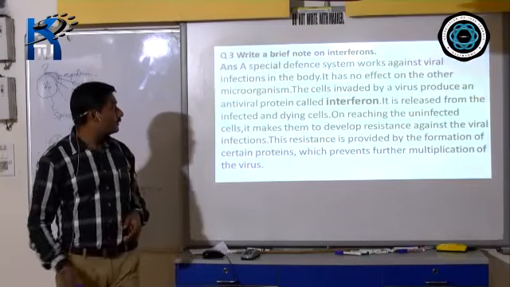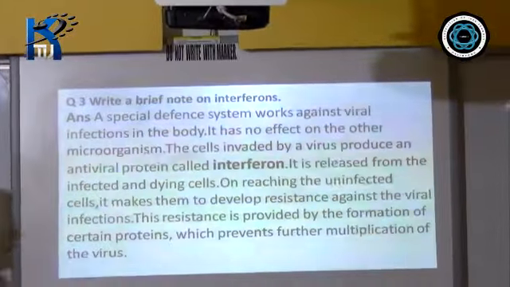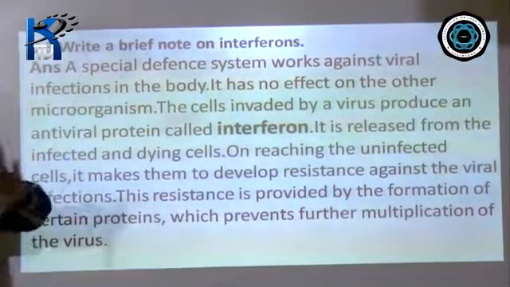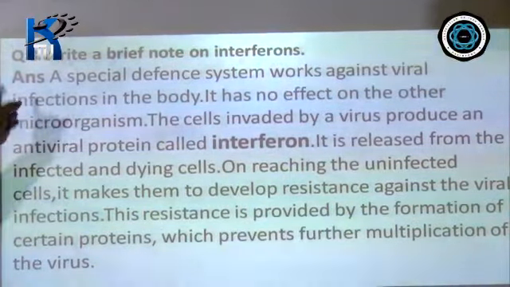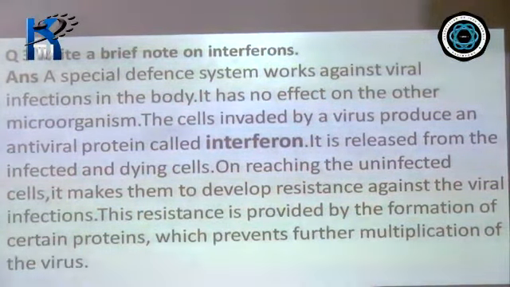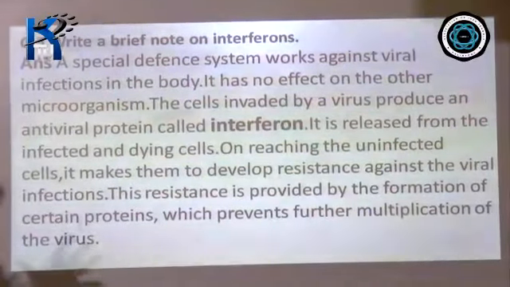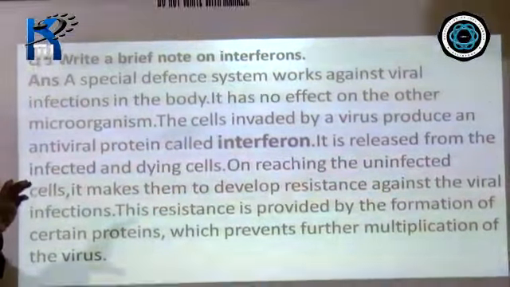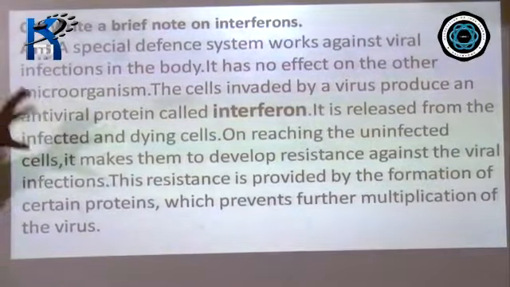Next one, write a brief note on interferon. A brief note means you should give a very clear image overall of what interferon is all about. Write a brief note on interferon. That means, what is interferon?